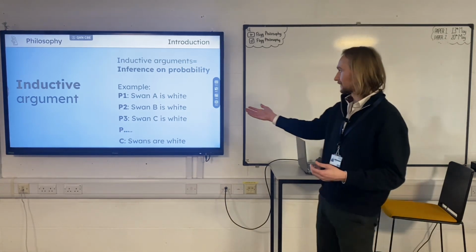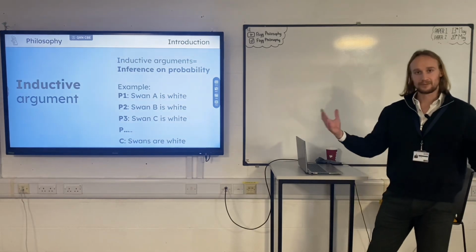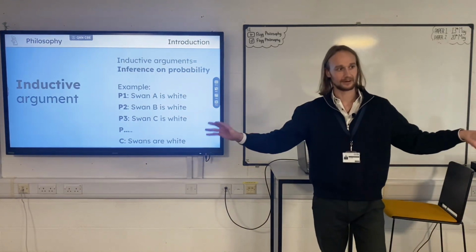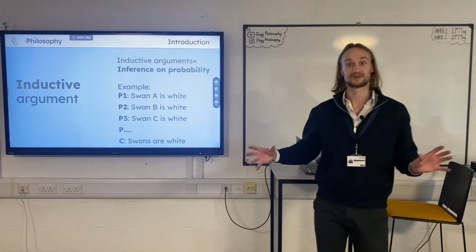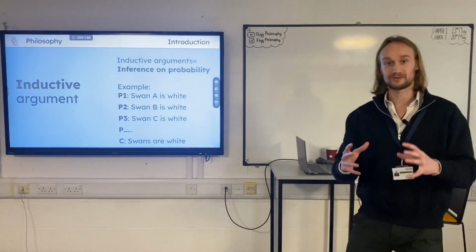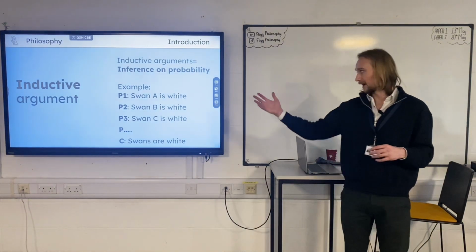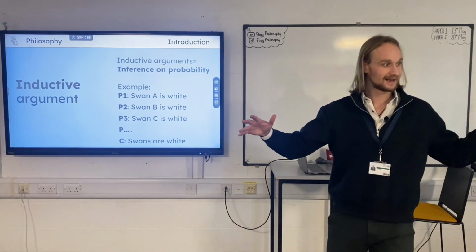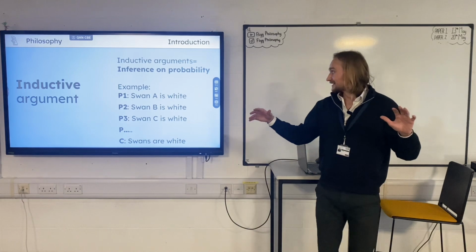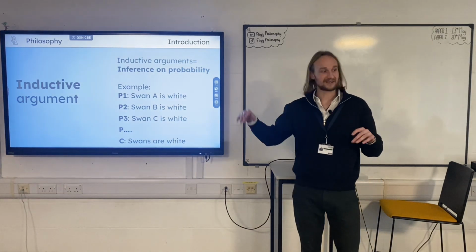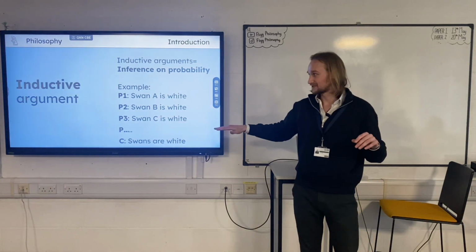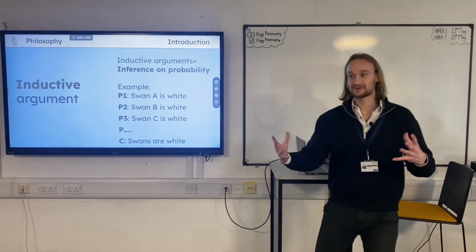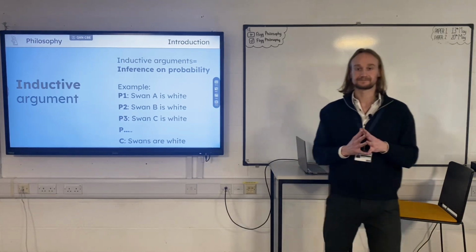Here's an example of it. So you could have any number of premises on an inductive argument, and let's say we have a sample of all the swans we've collected. So we've gone out there and collected all the swans we can. And what we find on this sample of swans is all of them seem to be white. Swan A is white, Swan B is white, Swan C is white, Swan D is white, etc., etc., etc. So then we come to the conclusion, swans are white.